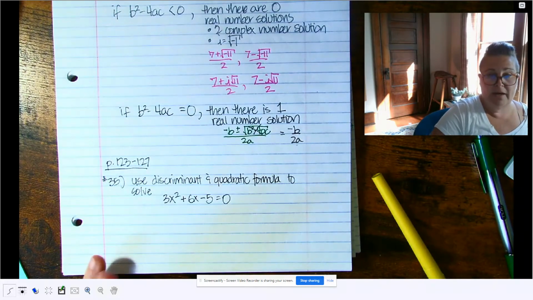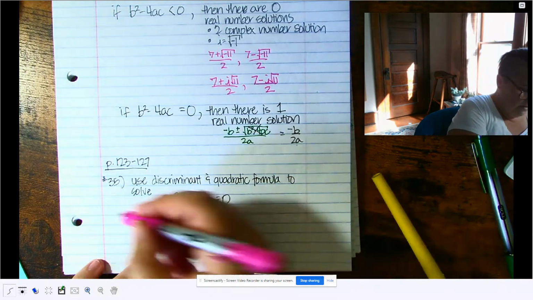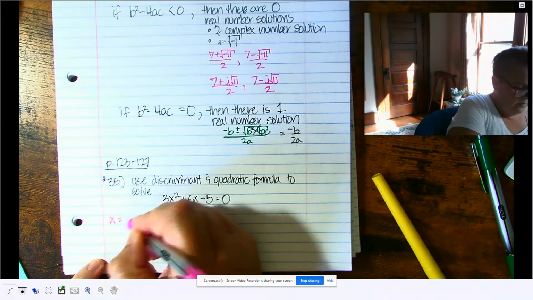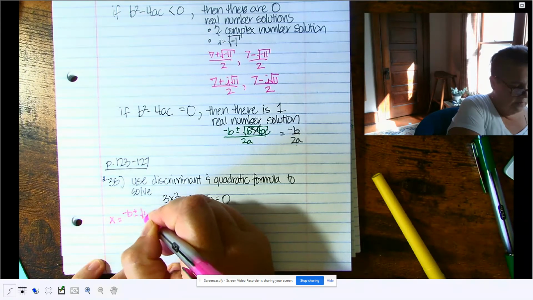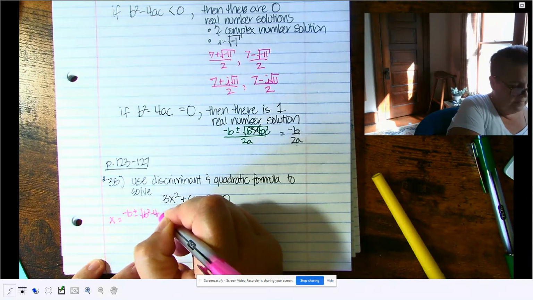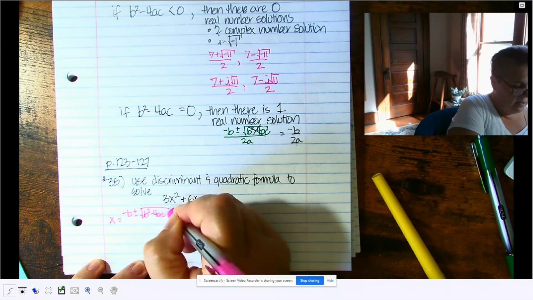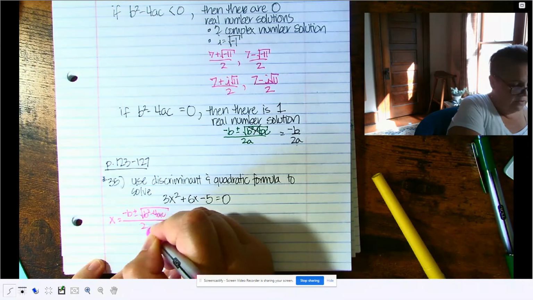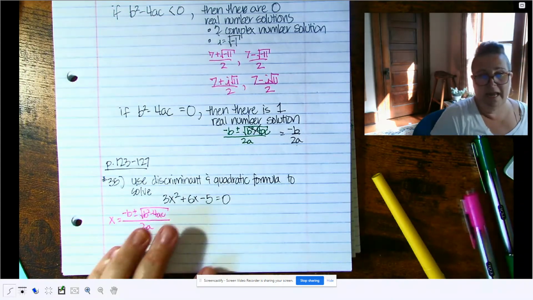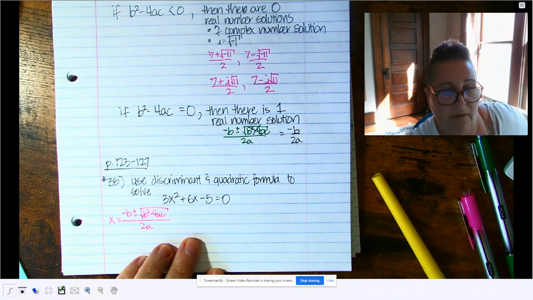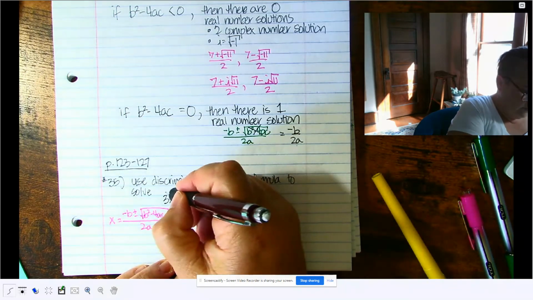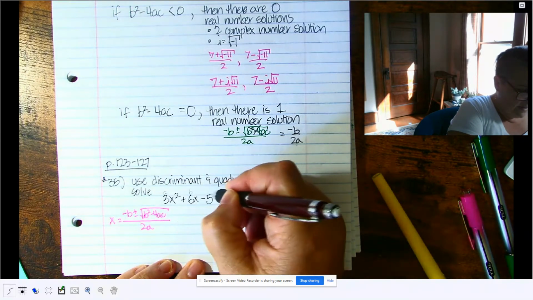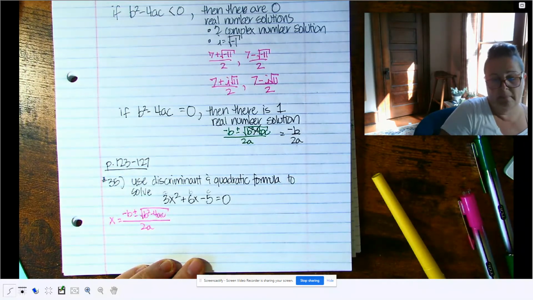All right, quadratic formula again is x equals the opposite of b plus or minus the square root of b squared minus 4ac. I always forget the c. All over 2a. Looking at this particular quadratic in standard form, 3 is my a, 6 is my b, 5 is my c.